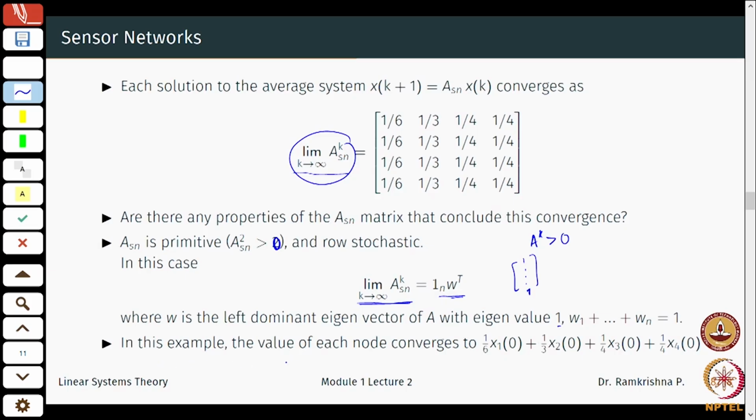So in this example it converges, or it happens that the value of each node just converges to this one. You see this, so all x1 will be 1 over 6 x naught and x1 naught and so on, right. So it will be the same through all the 4 nodes: node 1, node 2, node 3 and node 4.